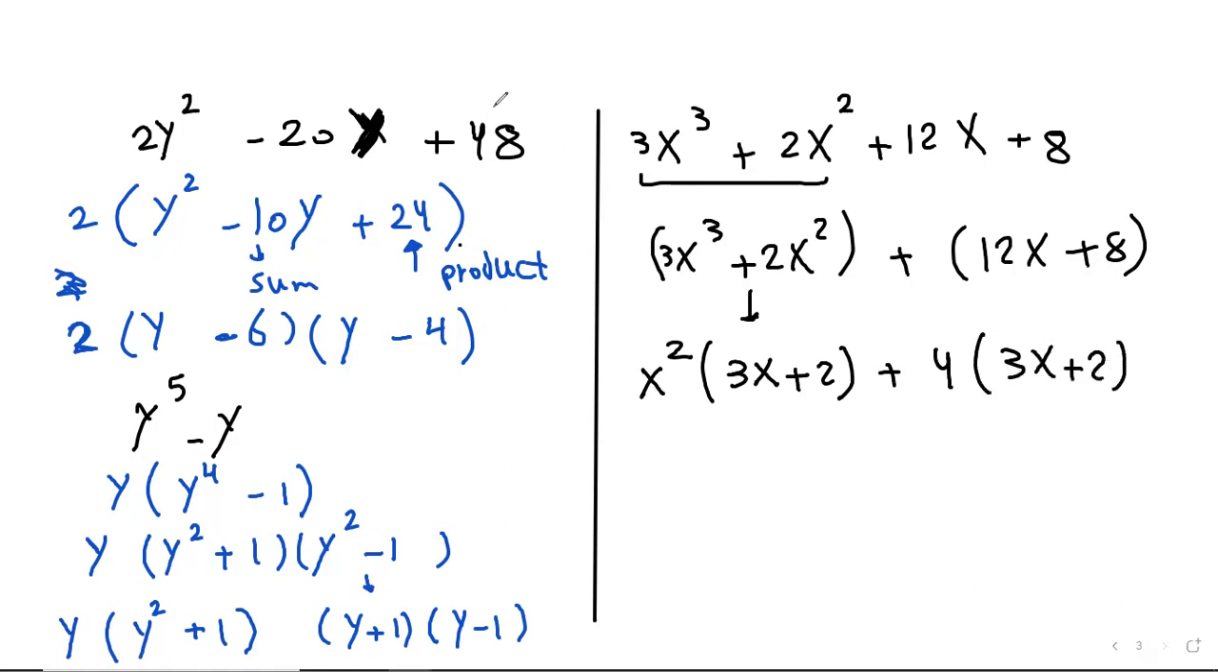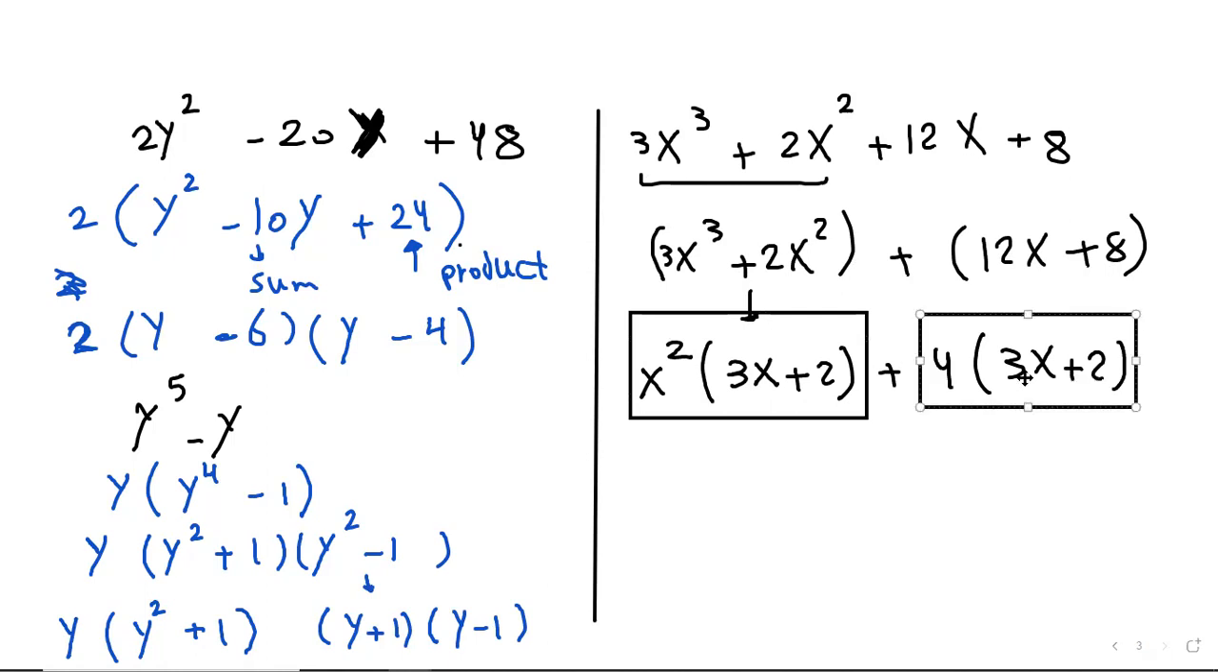Now we have two terms. The two terms are x to the power of 2 multiplied by 3x plus 2 plus 4 multiplied by 3x plus 2. So here we are going to take 3x plus 2 as a factor because it's repeated. So we're going to write 3x plus 2 multiplied by, you are left with here x to the power of 2 plus 4. That's it.